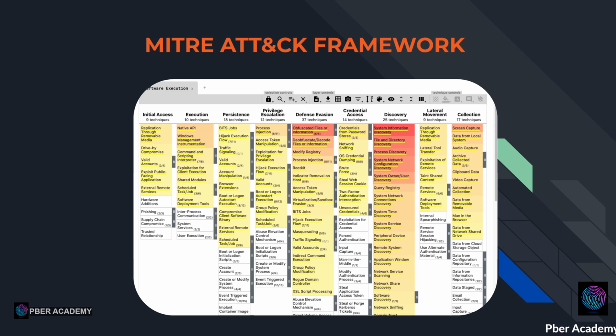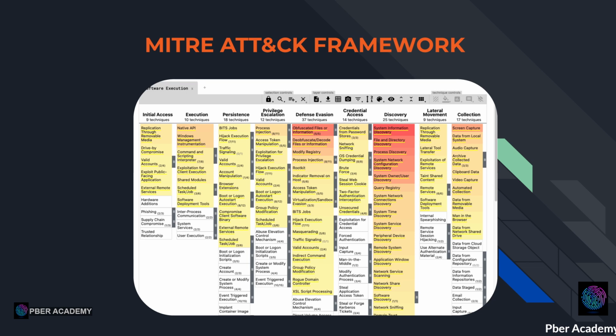The first one is tactics, which represent the high-level objectives that adversaries aim to achieve during an attack. Each tactic corresponds to a stage in the attack lifecycle, such as initial access, execution, persistence, privilege escalation, defense evasion, credential access, discovery, lateral movement, collection, exfiltration, and impact. So these are the tactics. So now, how are the hackers achieving this, what is happening during the attack.